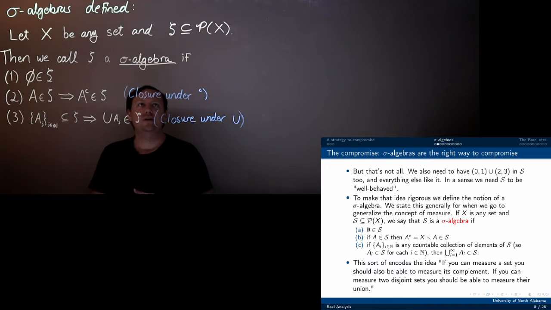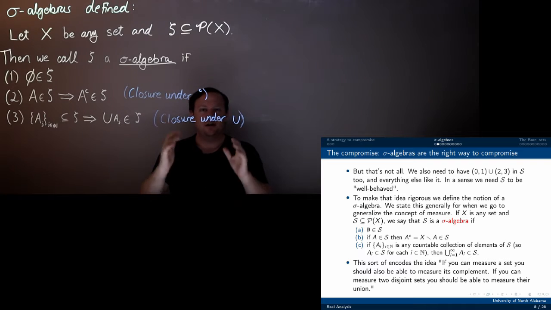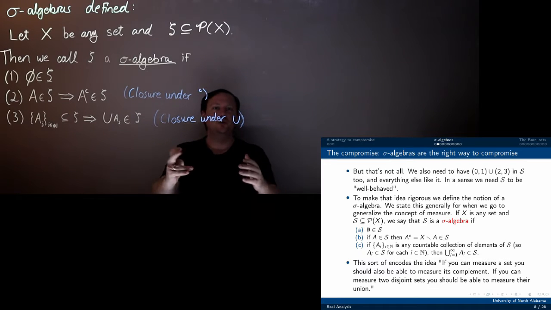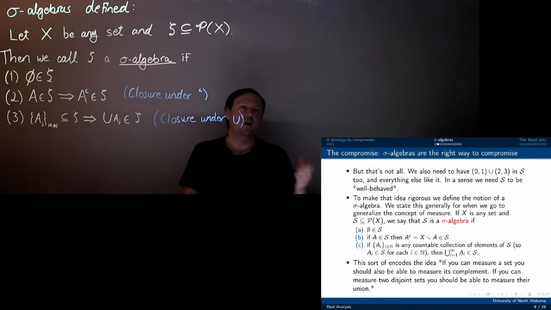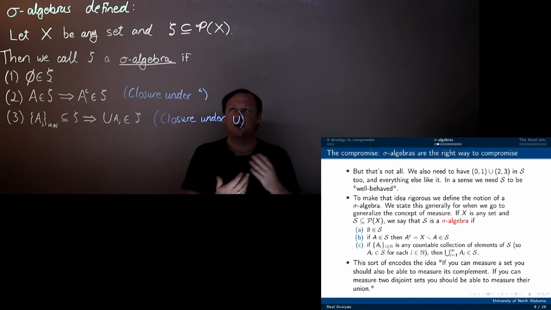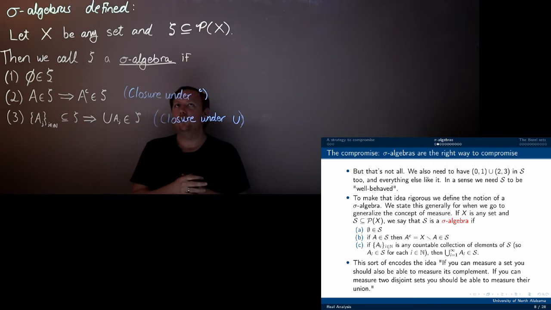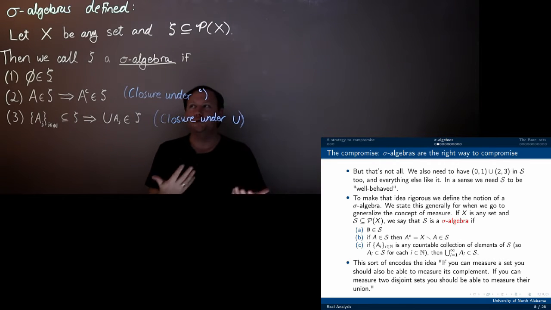But we want to make sure that if something is measurable, then it unioned with another measurable set, they should both be measurable, right? If something is measurable, then its complement should be measurable. These are kind of intuitions about things that would make a good measurable space.